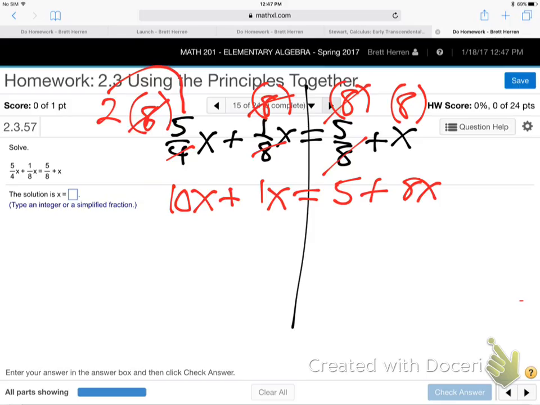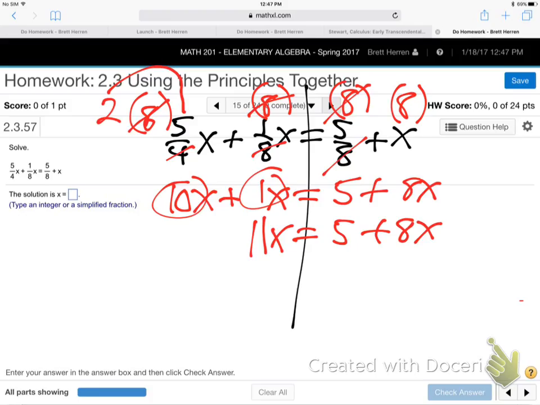So now, these guys are same side. They just combine, right? Same side. They just get together. 10x and 1x, 11x. Good like that. Good to there.